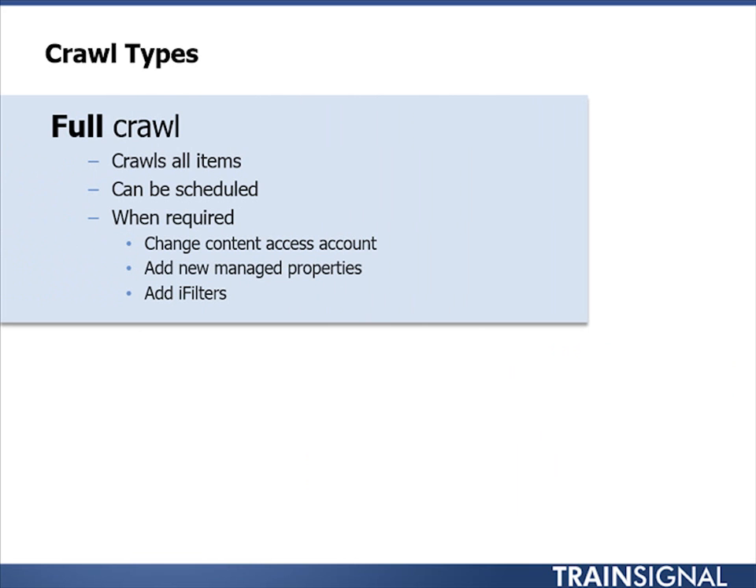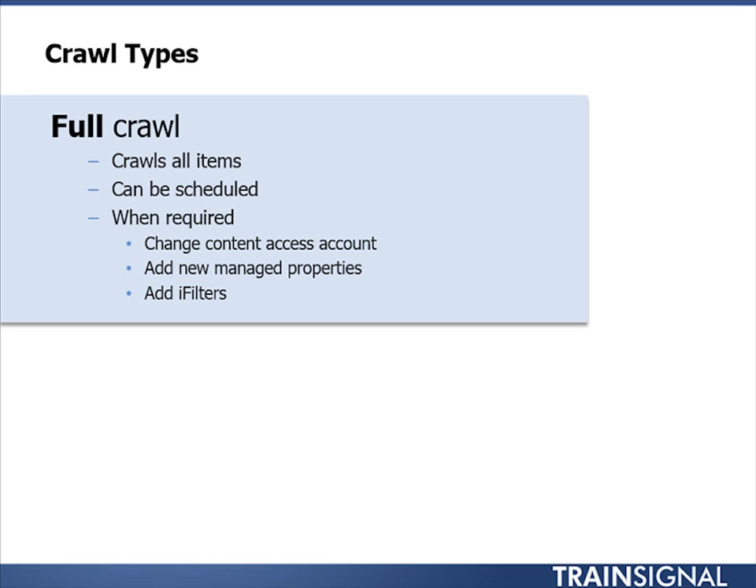Now, as far as our crawl types and our crawl schedules go, we effectively have three options. The first option that we have is a full crawl. Now, sort of like the name implies, our full crawl is going to crawl everything. Now, a full crawl can be scheduled. And you might be wondering, well, why in the world would I ever want to schedule a full crawl? If that's going to crawl everything, and especially if you already know that we have an incremental crawl, why do we ever need to step back and do a full?